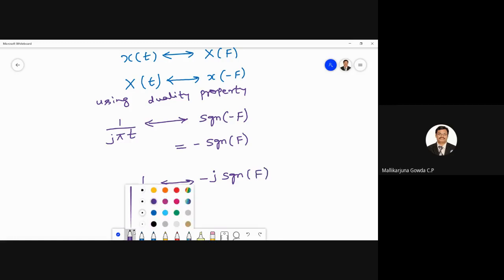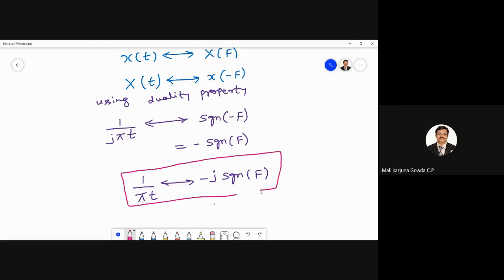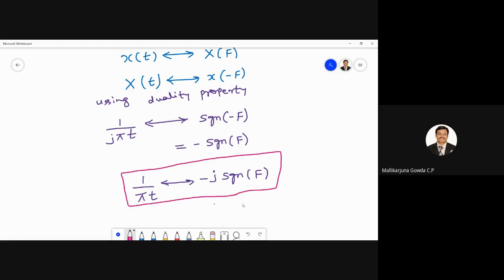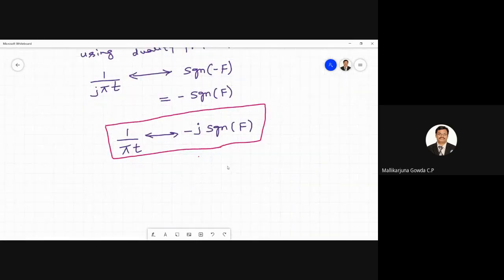Yes, is this clear? Yes, is this point clear? Oh, sorry. Yeah. Sir, can you repeat again?